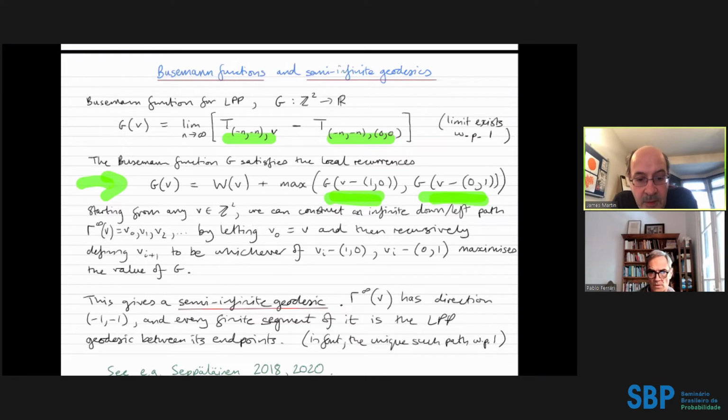There's a couple of very nice expository papers recently by Timo Seppäläinen, some lecture notes from 2018, and a recent paper, I think, in Annals of IHP, where he has a very nice survey, very nice construction of how all these Busemann functions and semi-infinite geodesics and related ideas work.